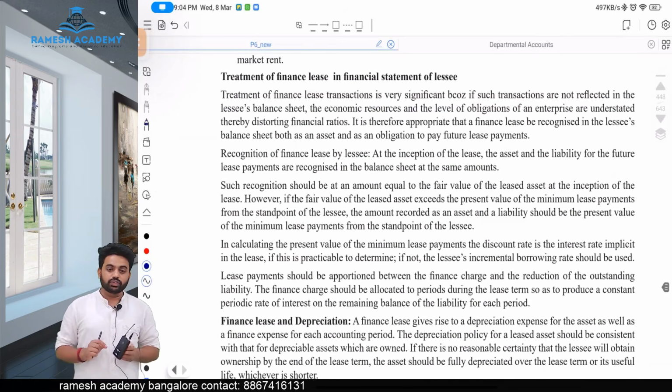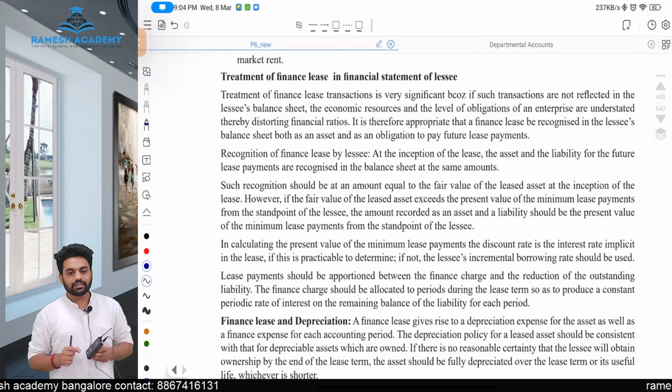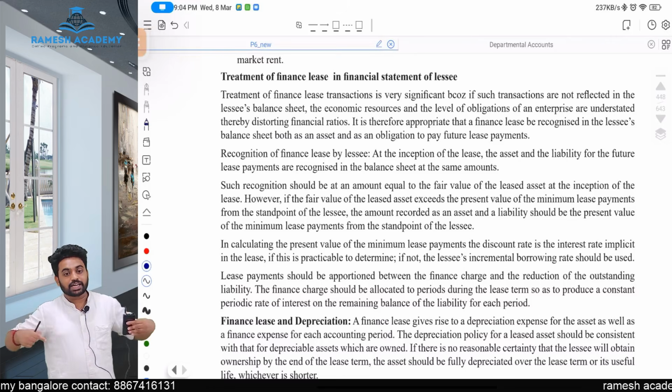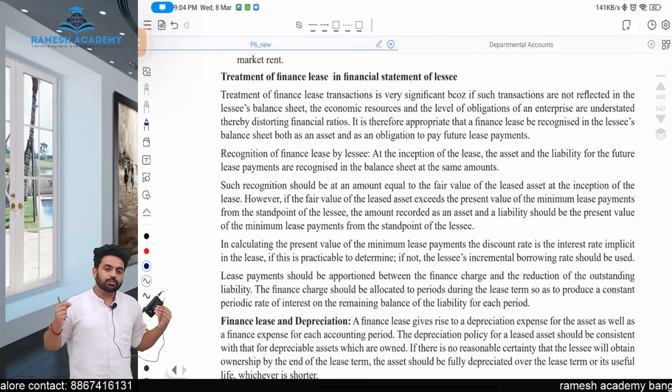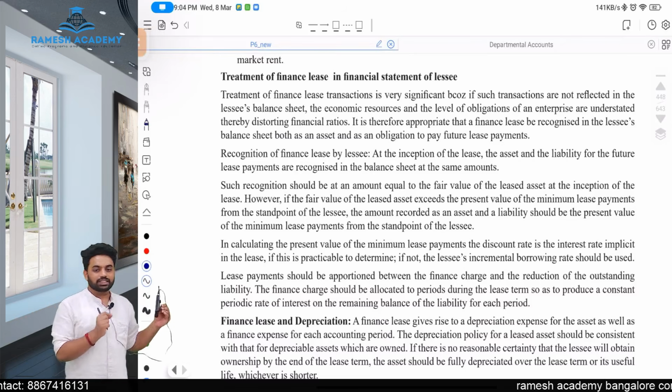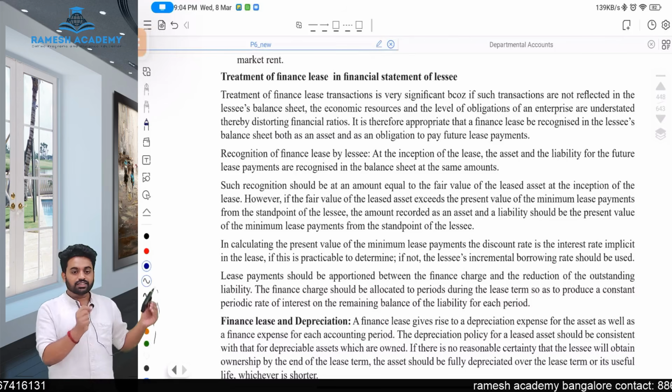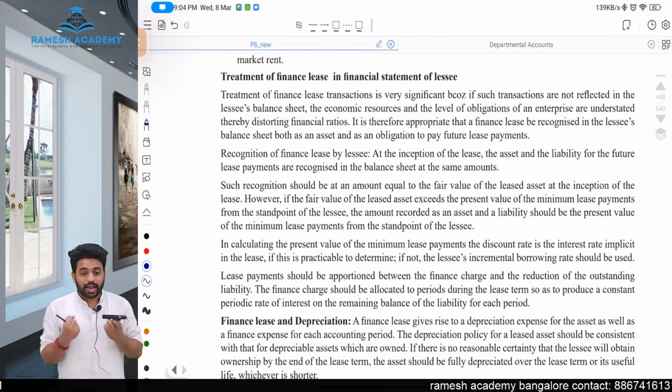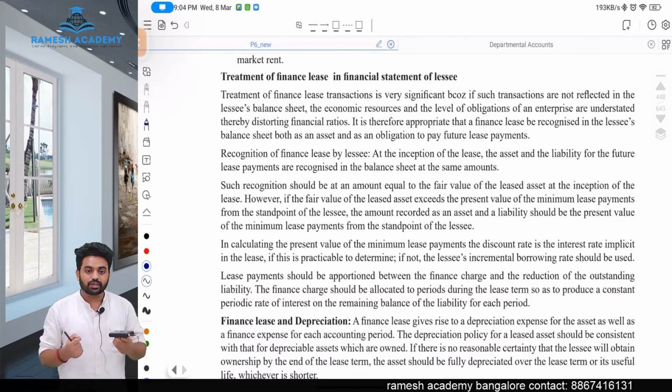How are you going to treat your finance lease in your books? How will the finance lease be treated? There is something called substance over form. Sir, what do you mean by substance over form? Legality comes later, sir. Form will come later. Substantiality is what matters. Practically what is happening, that is what matters.